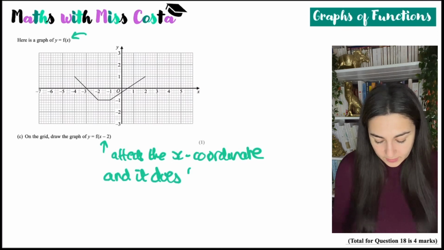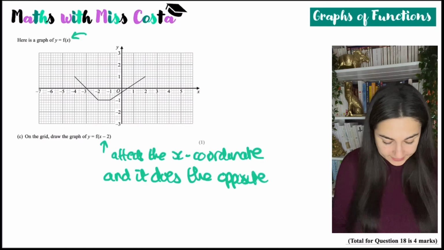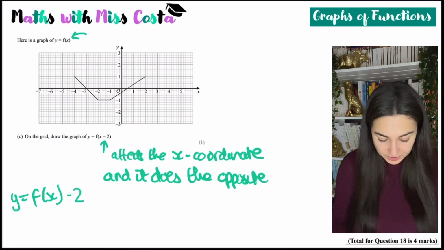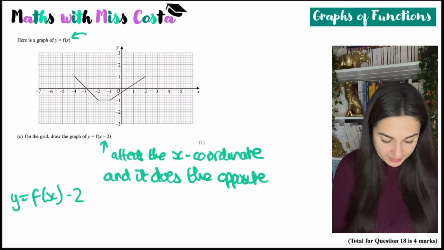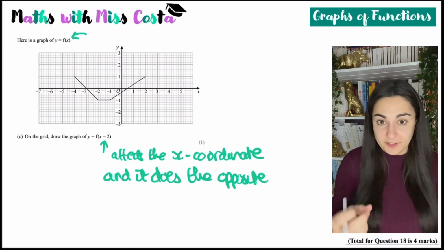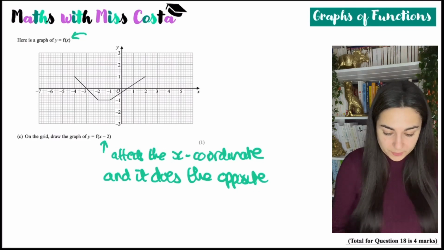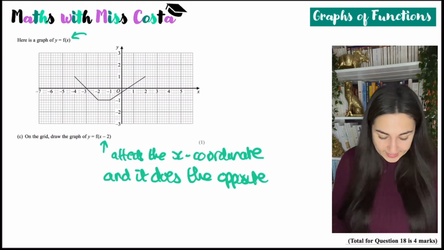Okay. If it was outside of the bracket, so if, for instance, instead I was asked to draw the graph of y equals f of x minus 2, then it would affect the y coordinate, and it does what you'd expect it to. But let's just stick with what we're doing. So in this case, it's inside the bracket, so it affects the x coordinate, which means I'm going to translate this graph along the x-axis, and it does the opposite.